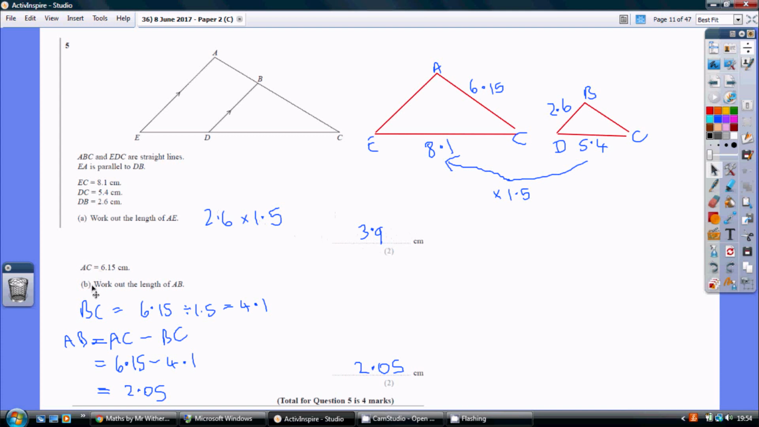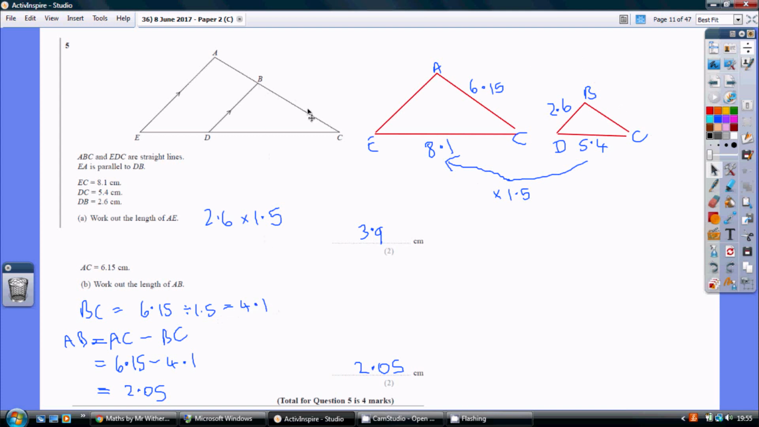Now for part B, we've got to work out the length of AB, and we're given that AC is 6.15. So knowing this, we can work out the length of BC. And on this occasion, as we're trying to establish the smaller length, we've got to divide by 1.5. So the length of BC is 4.1 centimetres.